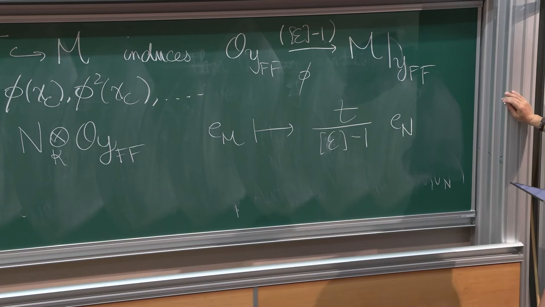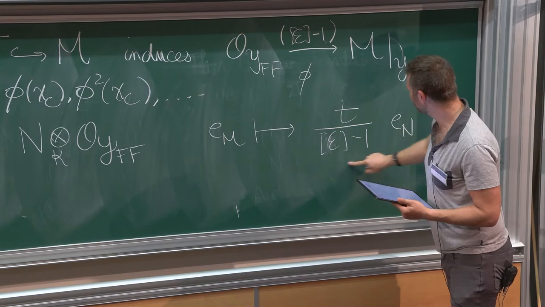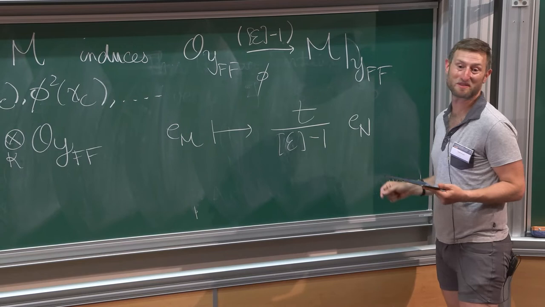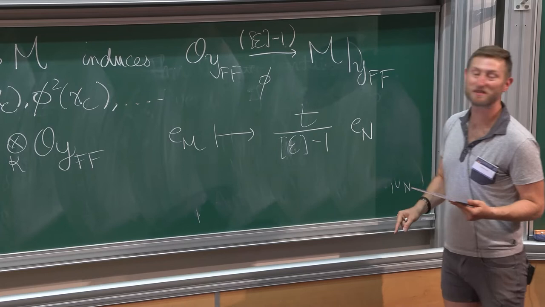So phi acts on this by multiplying it by phi of xi, and phi acts on this by multiplying by 1 over p, and this is exactly the quotient I need so that this commutes with the action of phi. Furthermore, I needed this to be T rather than some other element where phi acts as p, so as to cancel the zeros that this has.